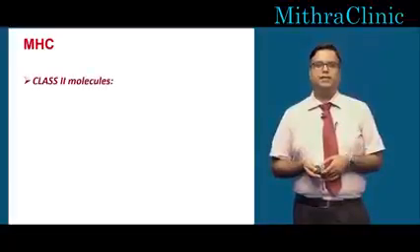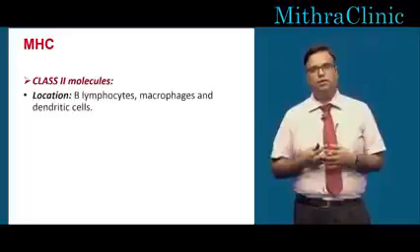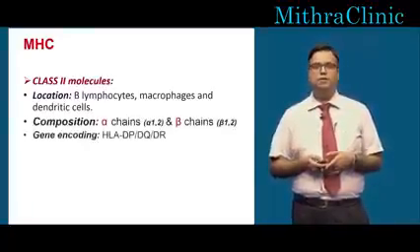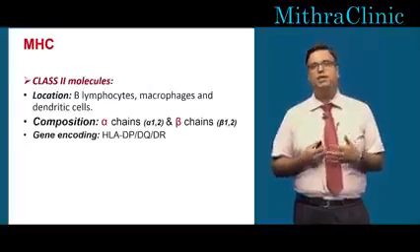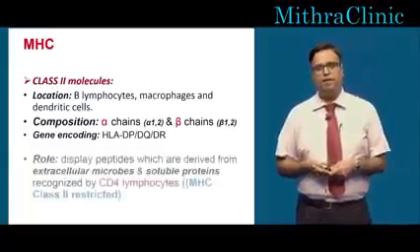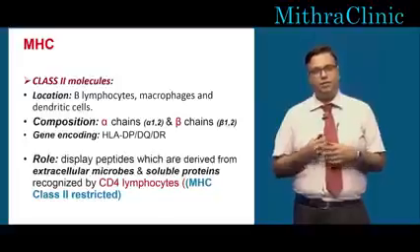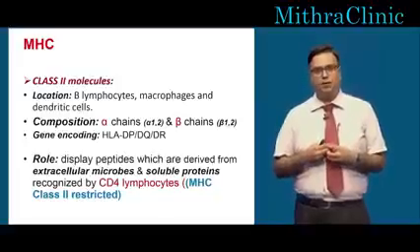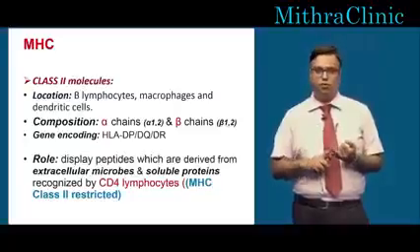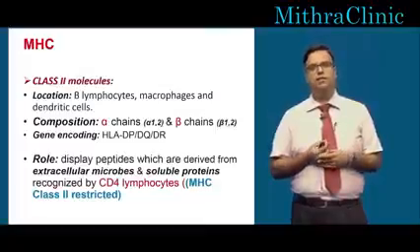In contrast, MHC class 2 molecules are located on the B lymphocytes. They can be located on the macrophages and also on the dendritic cells. They are very versatile in nature. The composition is relatively the same, but the genes encoding for them are slightly different. You have HLA DP, DQ or DR. But like I said, the role that they play is to display the peptides, which are usually derived from extracellular microbes and soluble proteins. So they are recognized by CD4 lymphocytes, and they are recognizable only when they are restricted with class 2.